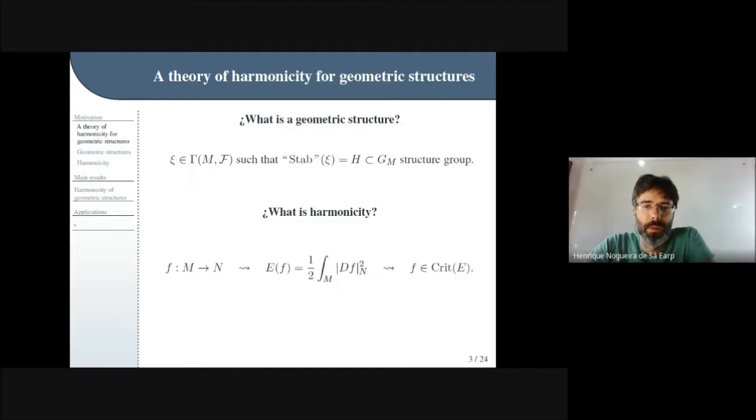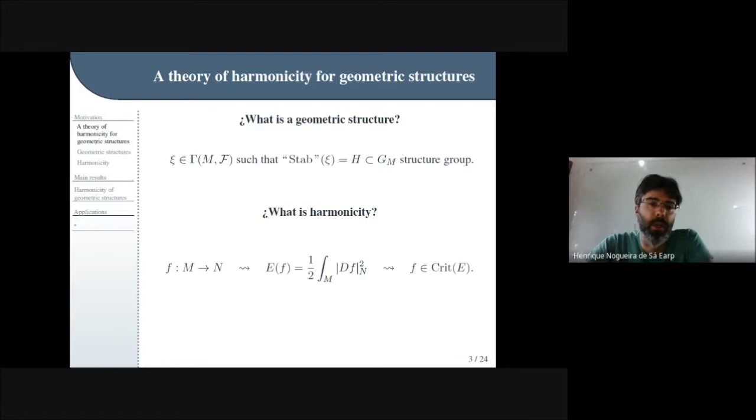On the other hand, by harmonicity, one usually means considering maps, say from Riemannian manifolds, and assigning to them some energy, some Dirichlet action, which is normally the L2 norm of some suitable derivative of this map, and then looking at maps which lie in the critical set as the harmonic ones in your theory. So we're going to try and make precise how to assign a harmonicity to geometric structures, and then how to derive an analytic theory from it, which can bring new conclusions.